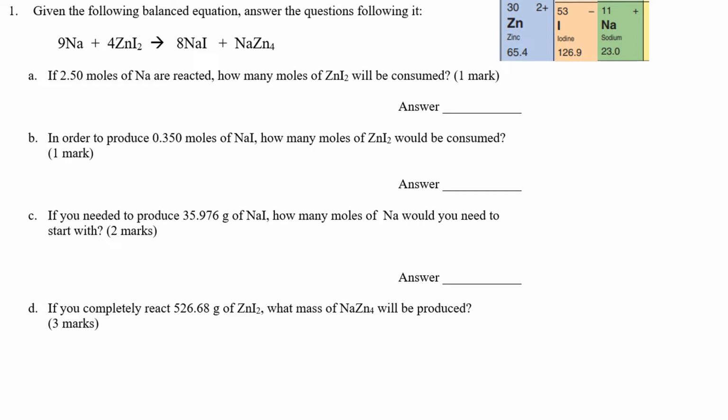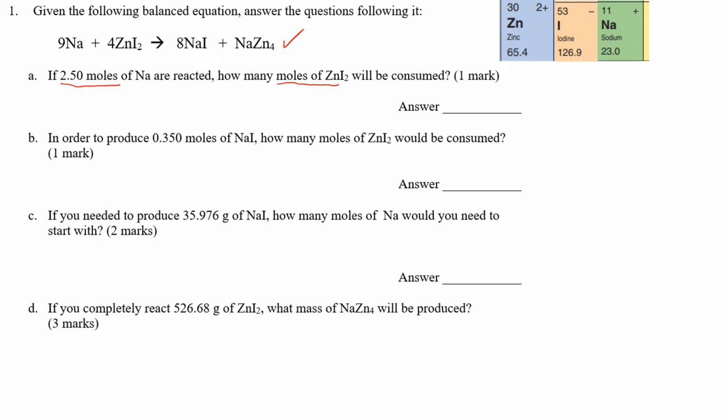Anyways, first off, we have this first one right here that says if 2.5 moles of sodium are reacted, how many moles of zinc iodide will be consumed? Everything is in moles already, so I can use my mole ratio, which is also known as my balanced equation. You can only use your balanced equation numbers if everything is in moles.